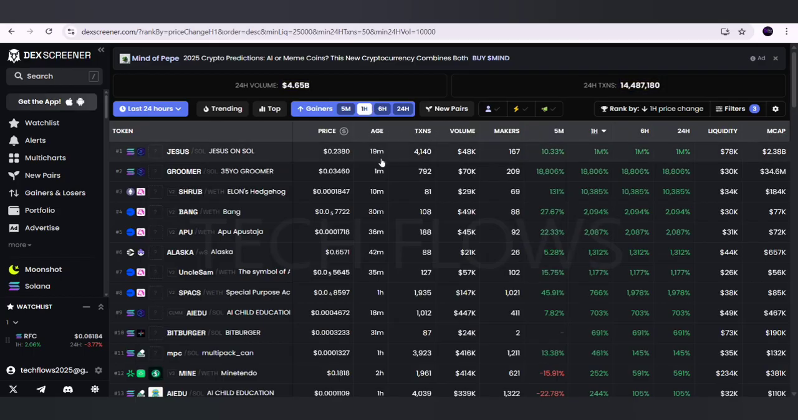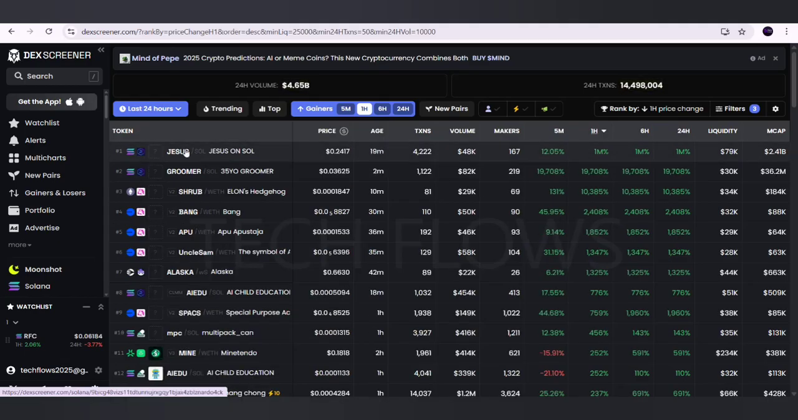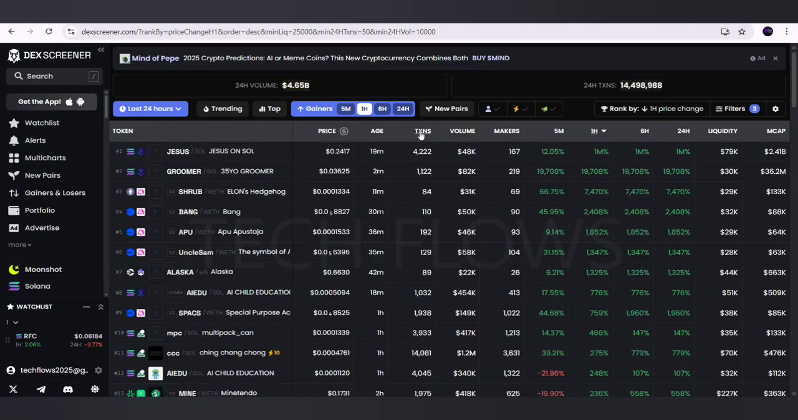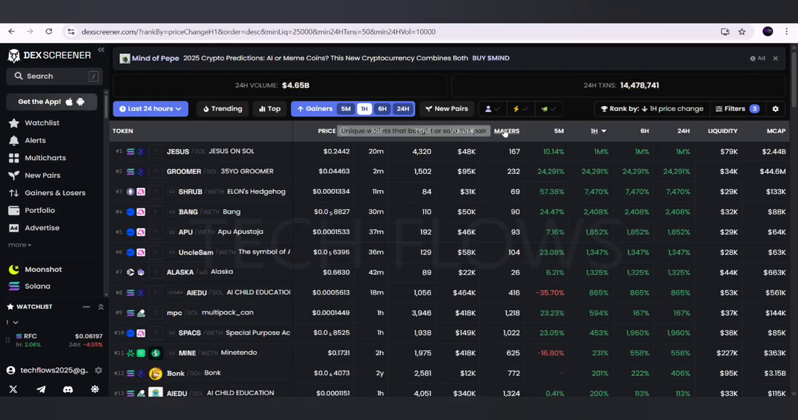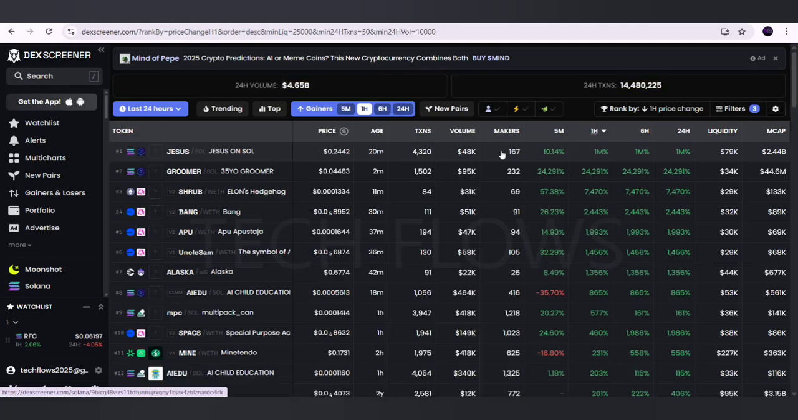So age is 19 minutes. So it's the age of this meme coin since it was created. Price, you can see. TXNs, as I told you, are the amount of trades this meme coin had. 4,222 trades. Volume is 48K. So actually volume is the money they are putting on this meme coin, buy or sell, put together. Makers, guys, are the wallets that are playing with and trading this meme coin.